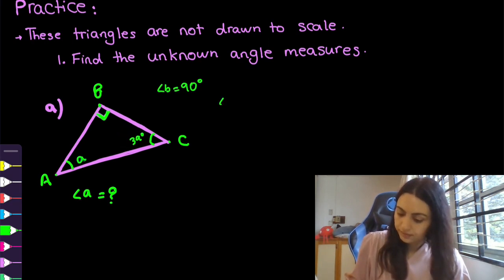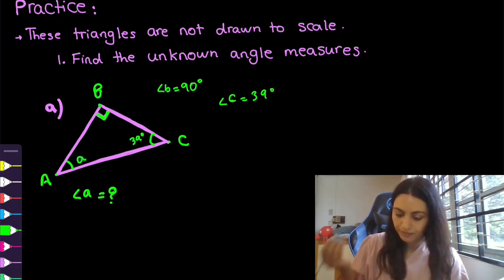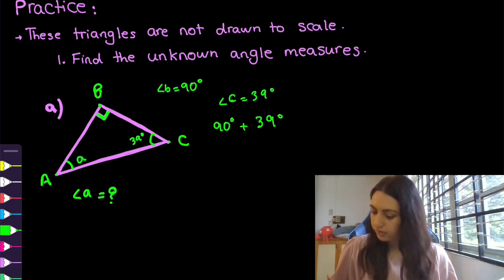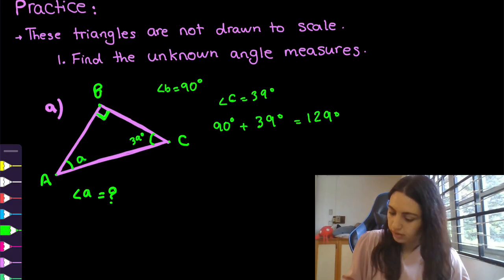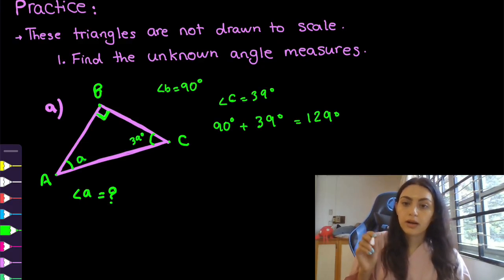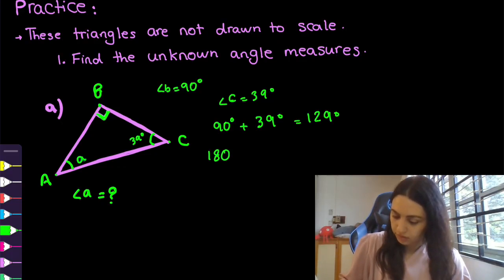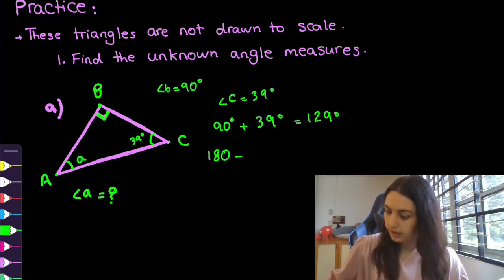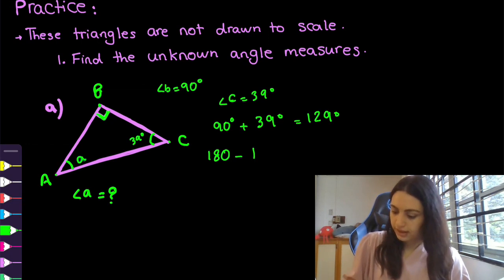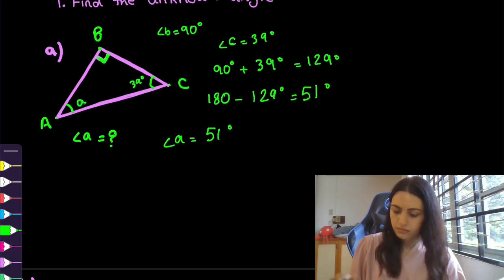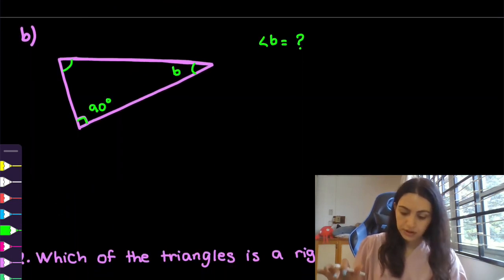So I know angle C is 39 degrees. I know angle B is 90 degrees. What do I have to do? Very simple. I go 90 degrees plus 39 degrees, which gives me 129 degrees. And what is the total of adding all the angles in a triangle? It is 180. So we say 180 minus 129. We get 51 degrees. So angle A equals 51 degrees. Simple.